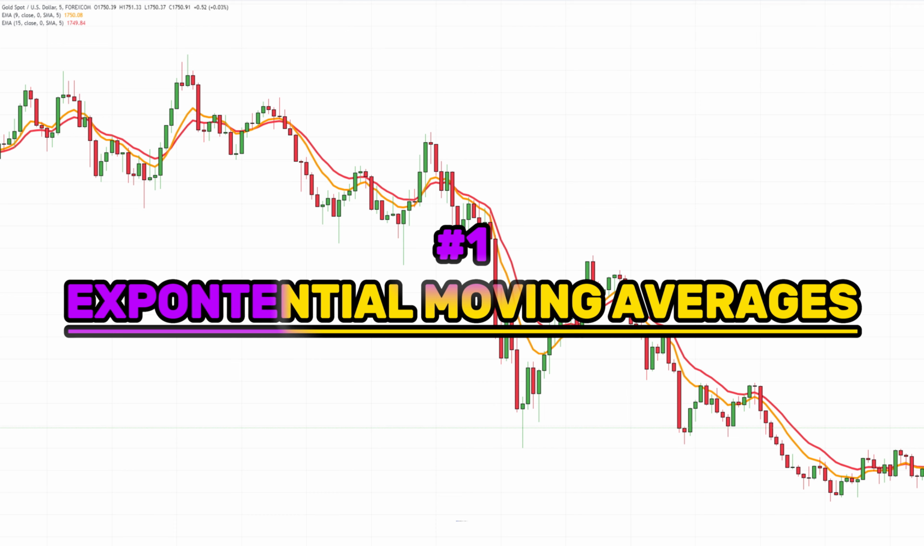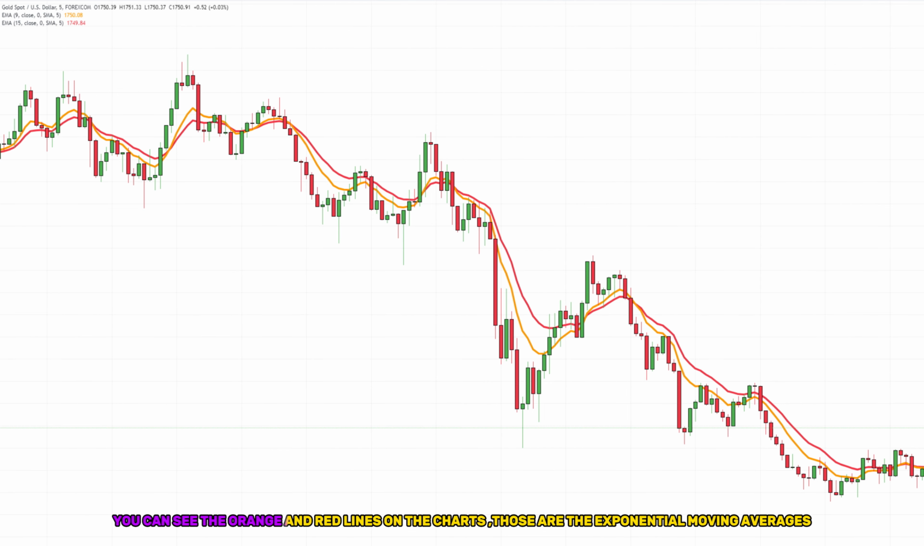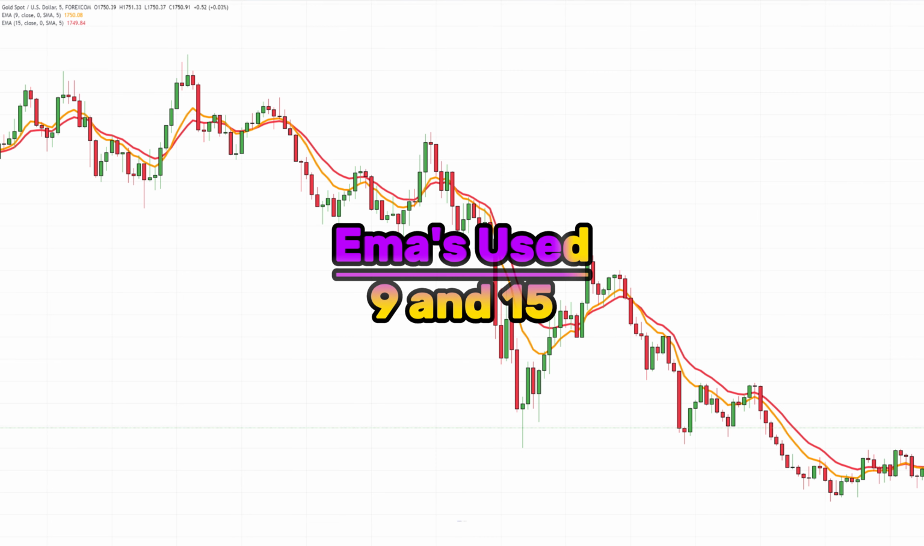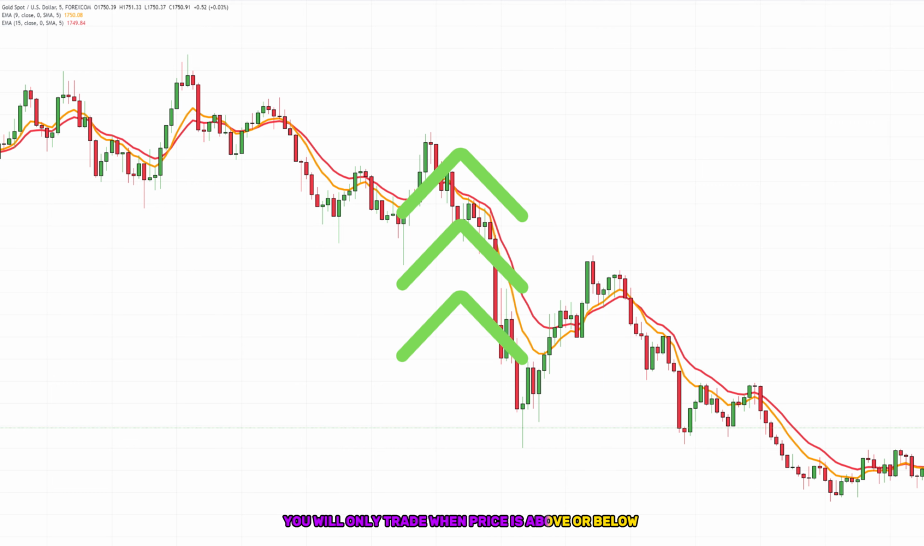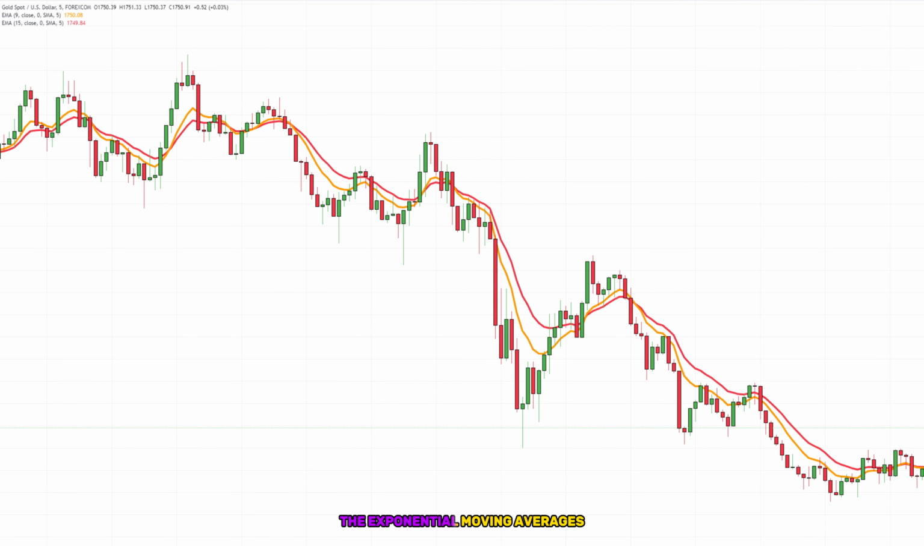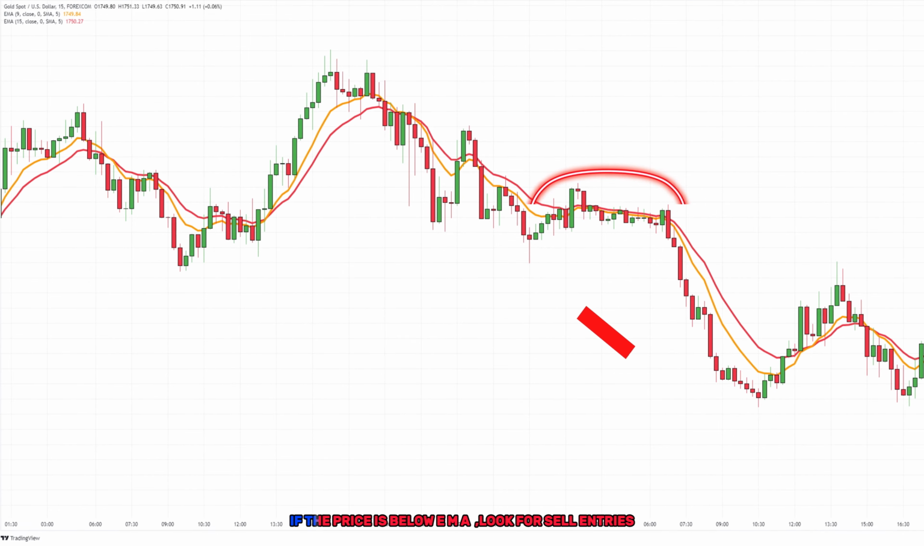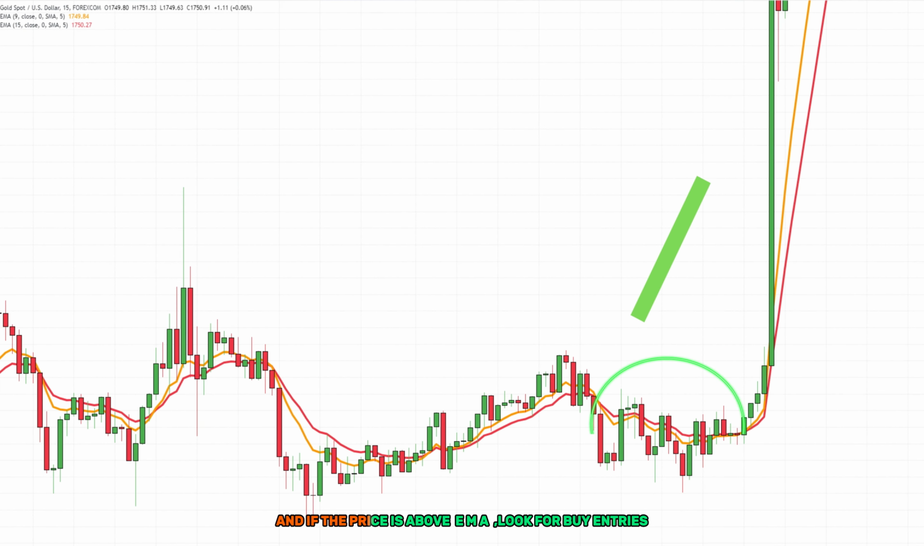So the first thing you need is exponential moving averages. You can see the orange and red lines on the charts. Those are the exponential moving averages. The exponential moving averages used are 9 and 15. Once the exponential moving averages are set, you will only trade when price is above or below the exponential moving averages. If the price is below the EMA, look for sell entries. And if the price is above the EMA, look for buy entries.